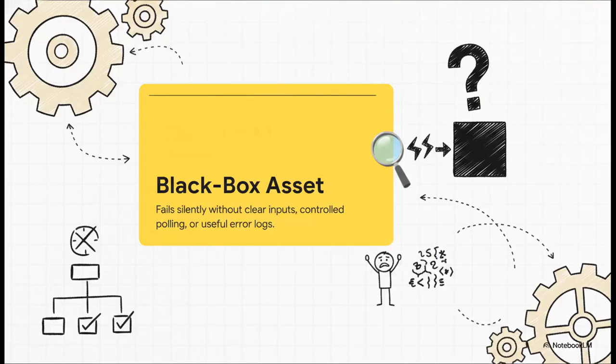To actually survive in that production environment, we must absolutely avoid creating what we call a black box asset. Since these scheduled data jobs run without a human watching them, a black box asset is literally your worst nightmare. It's a pipeline step that fails completely silently out there in the external workflow ether. It has no clear inputs, zero controlled polling, and the error logs are just totally useless. We need predictable SLAs, not a mysterious black box that breaks our pipeline.